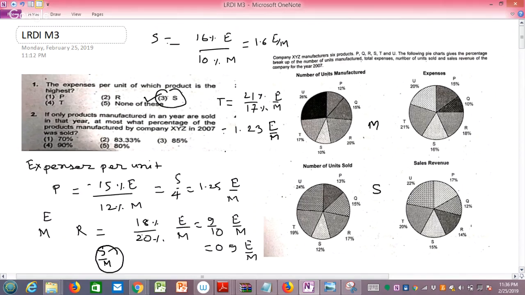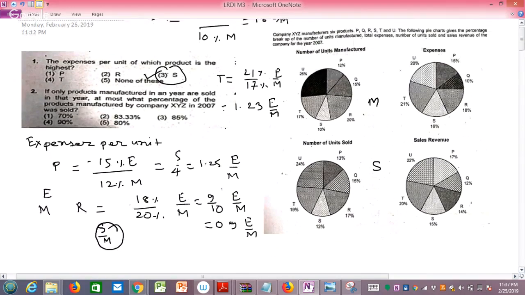S by M should be at most in my case. So let's find out when S by M is at most. So it's being sold, whatever was manufactured is being sold. Suppose I take anyone, like for P, 12% of M is manufactured and 13% of total sold is sold. So M into 12% is equal to S into 13% if all is sold.